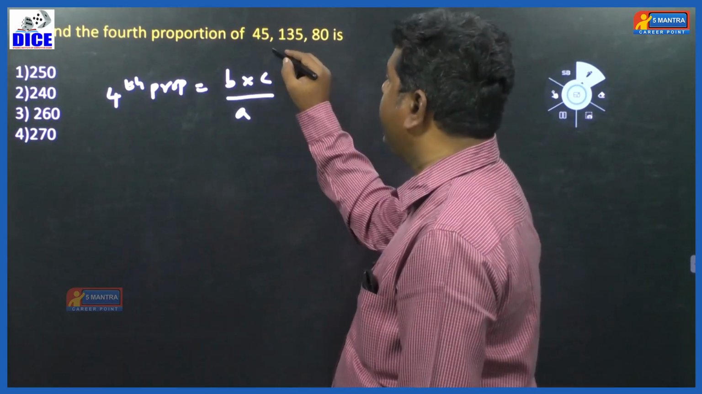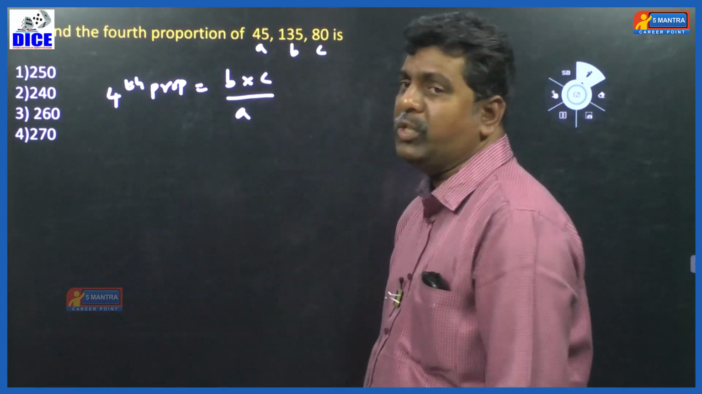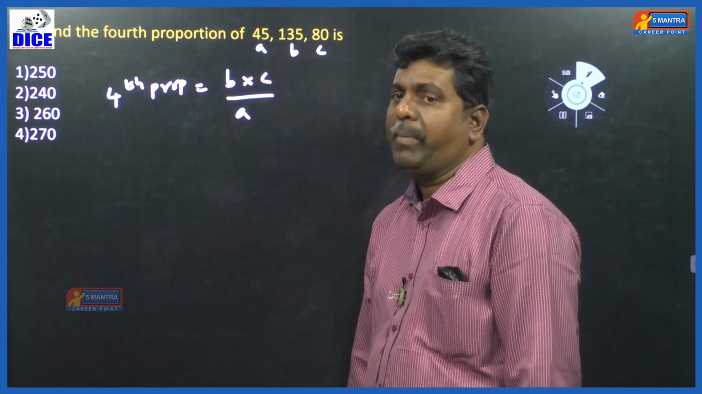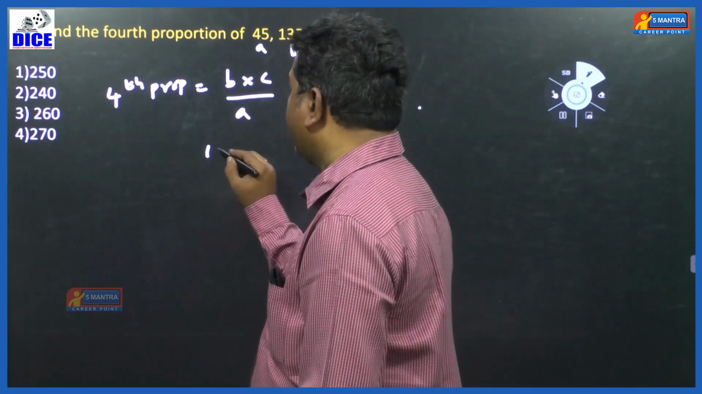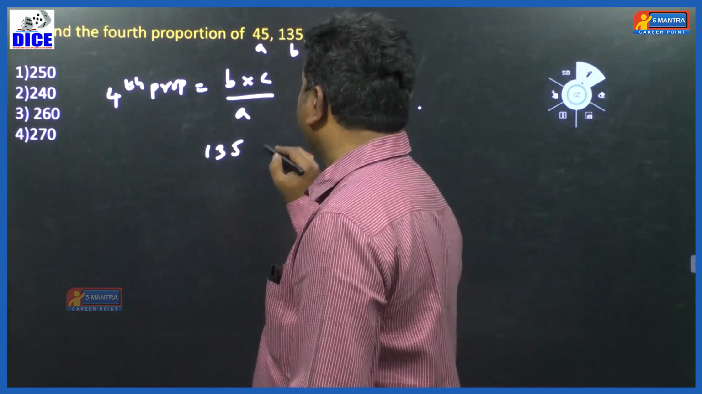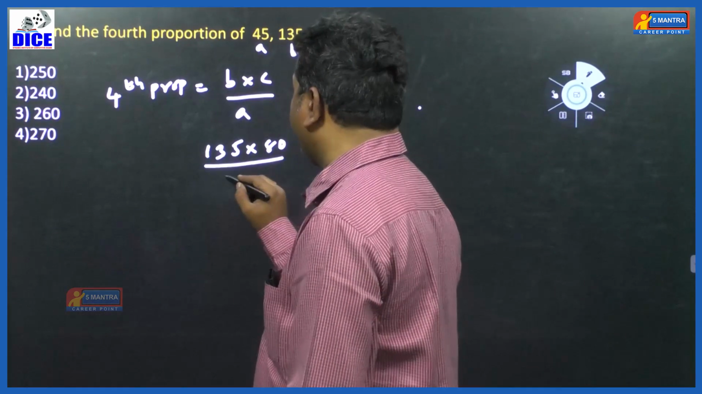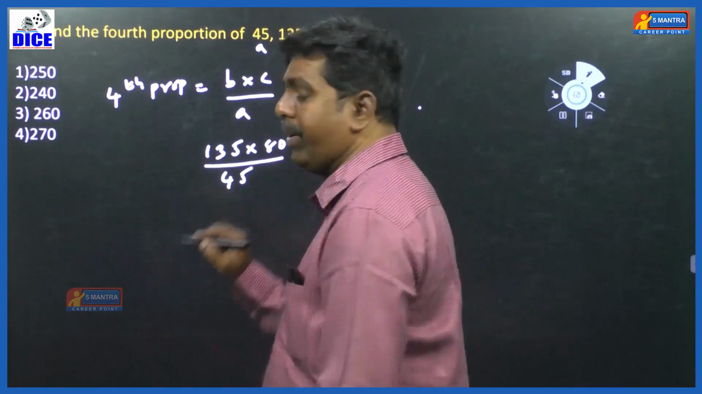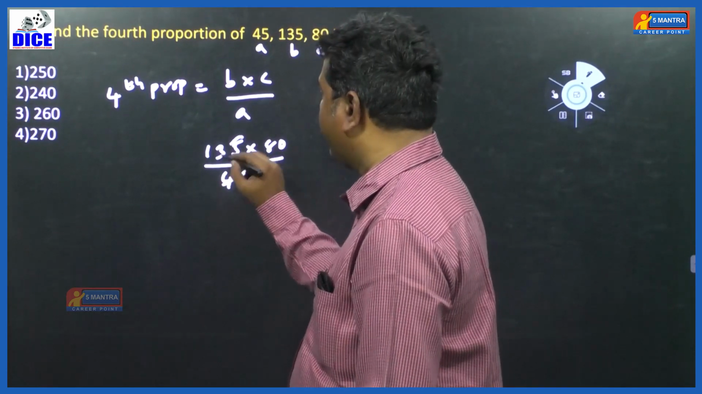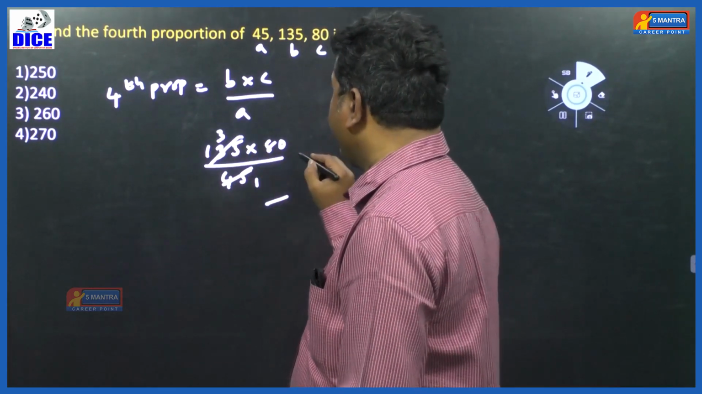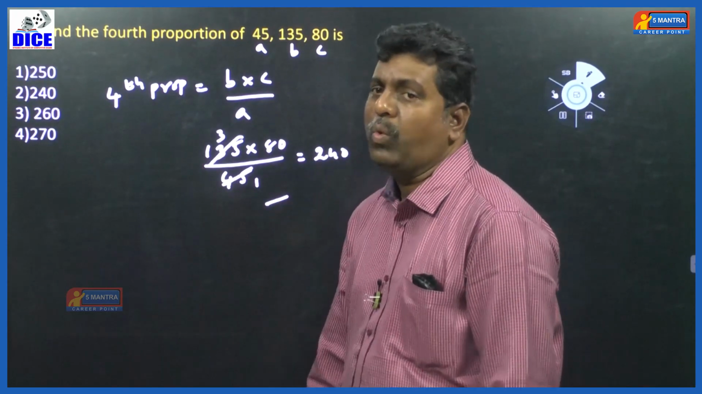Here the first number is A, second number is B, third number is C. So fourth proportion is B into C by A. B is 135, C is 80, A is 45. So 45 once, 45 three times. So 3 into 80, the value is 240.